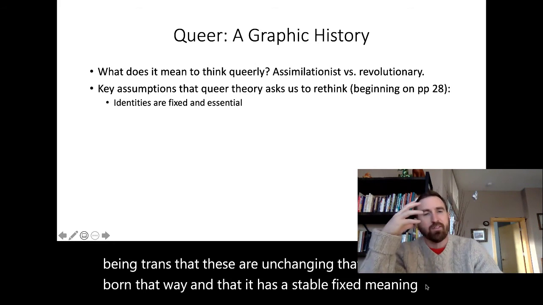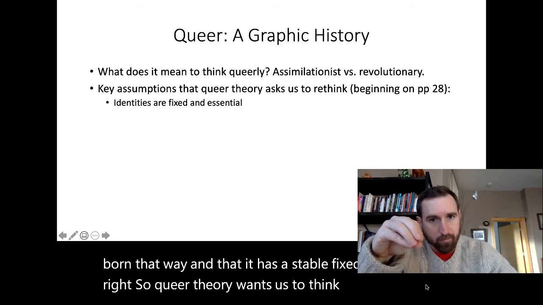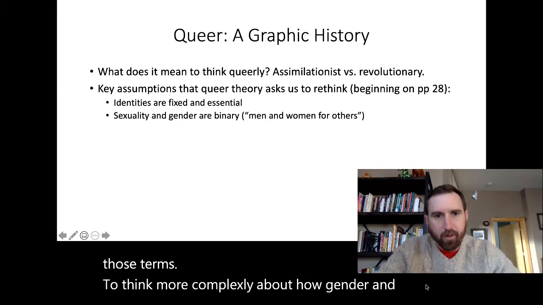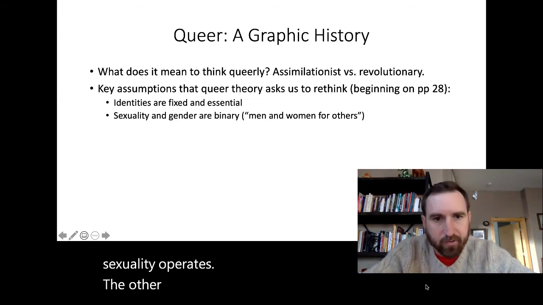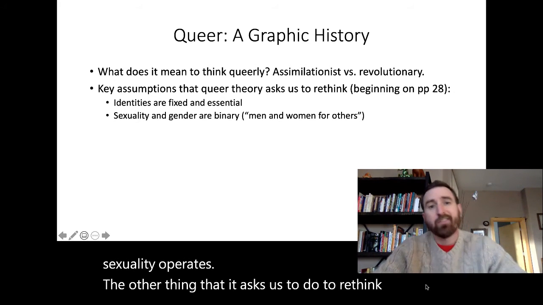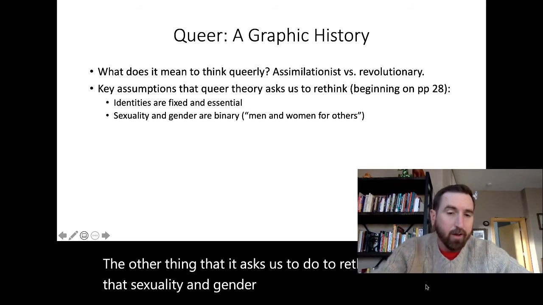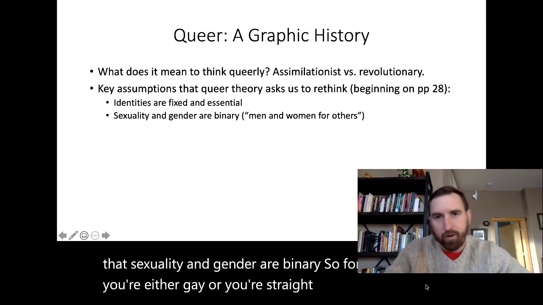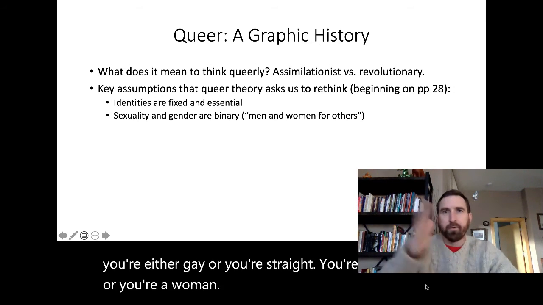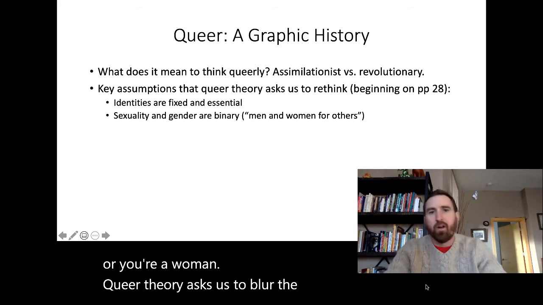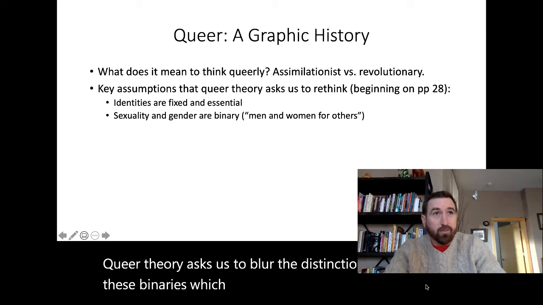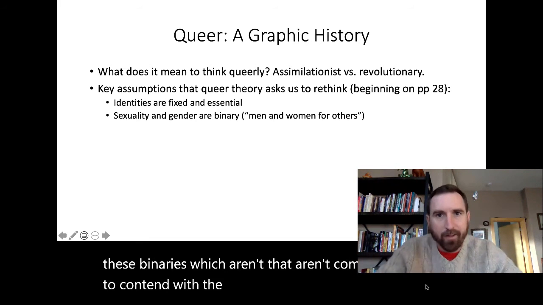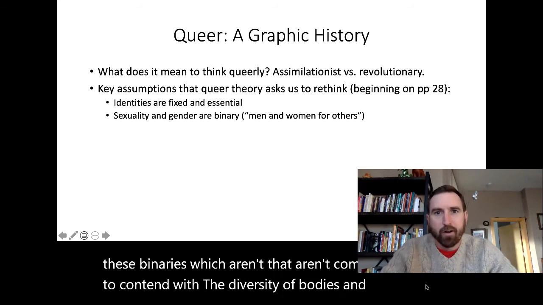So queer theory wants us to think outside of those terms, to think more complexly about how gender and sexuality operate. The other thing that it asks us to do is to rethink the idea that sexuality and gender are binary. So for instance, you know, you're either gay or you're straight. You're either a man or you're a woman. Queer theory asks us to blur the distinctions between these binaries, which aren't complex enough to contend with the diversity of bodies and desires of our society.